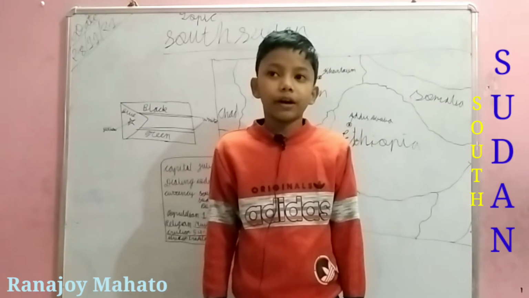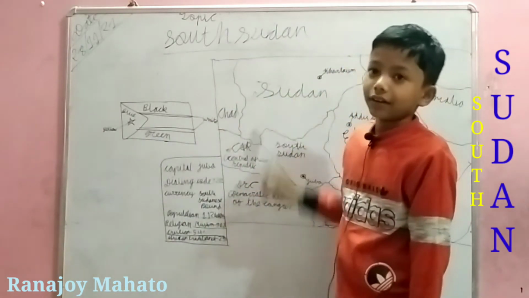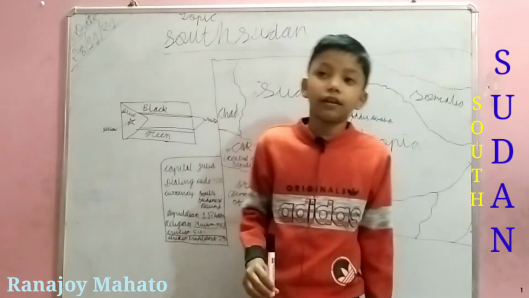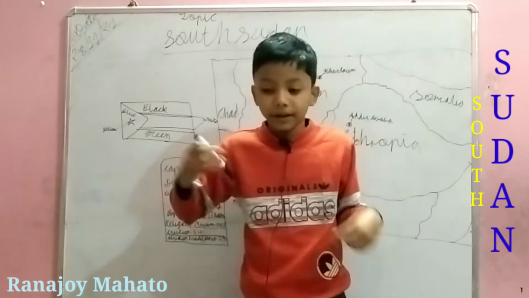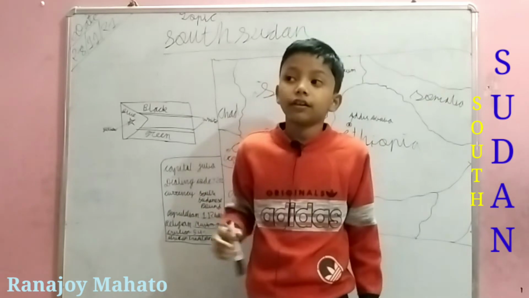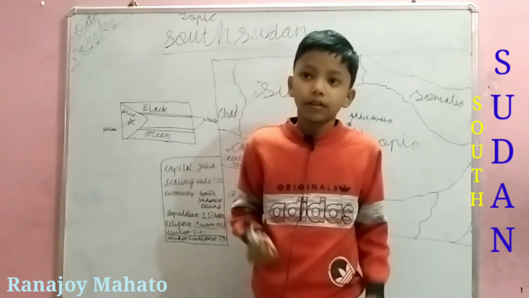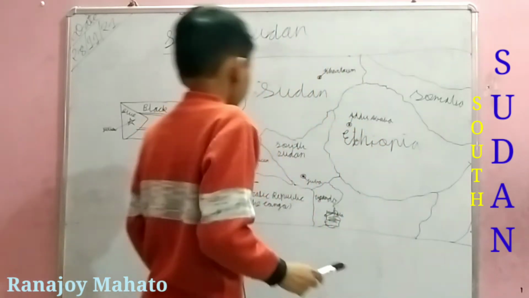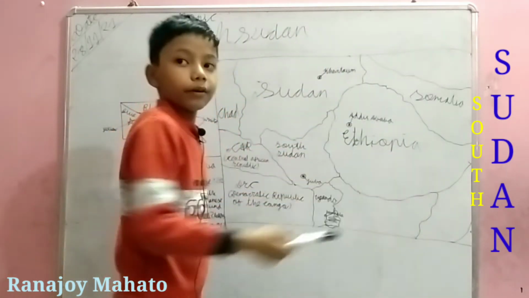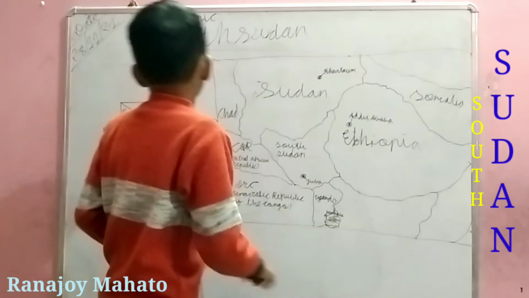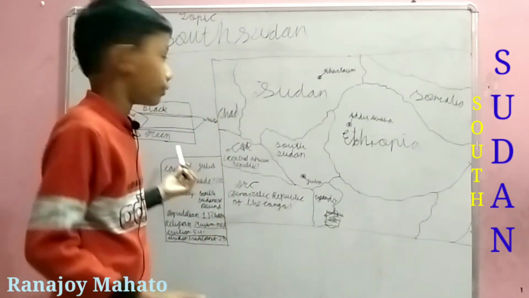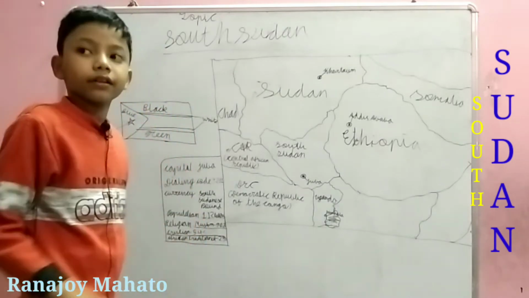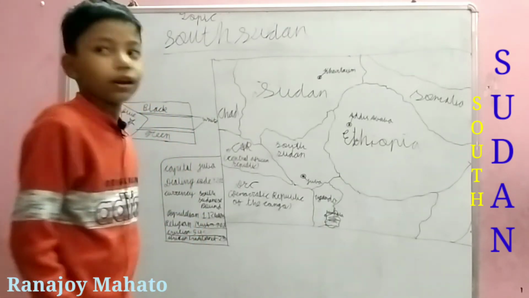Today I will talk about South Sudan. South Sudan is located in Africa, which is East Africa, a little bit at the bottom. It's at the center of Africa. Now let's start. So here are the neighbors of South Sudan, and this is how the flag looks like. And here are all the facts about South Sudan.